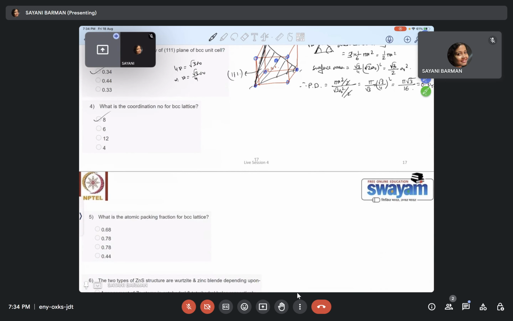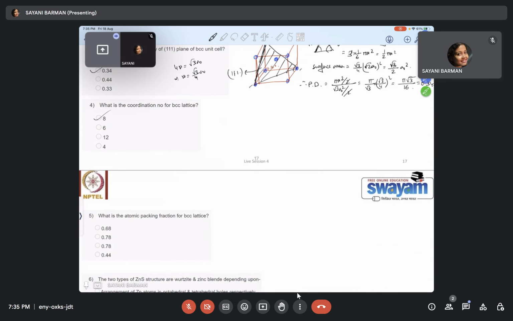What is the atomic packing fraction for BCC lattice? For atomic packing fraction, we need to show how many atoms are occupied per unit cell, and what the volume of the atoms is.